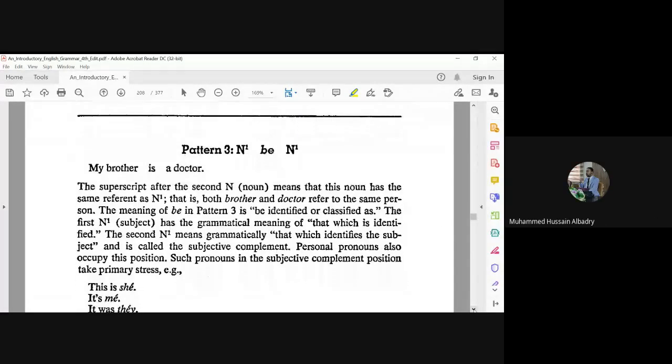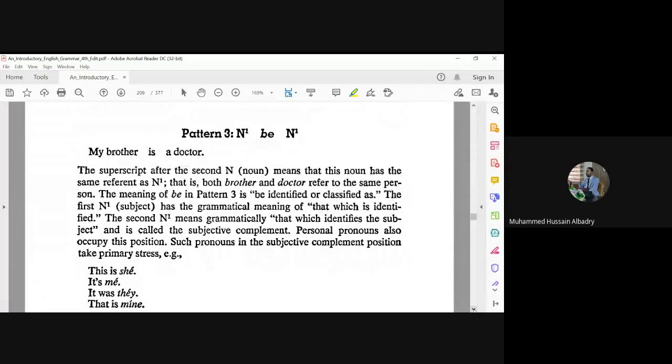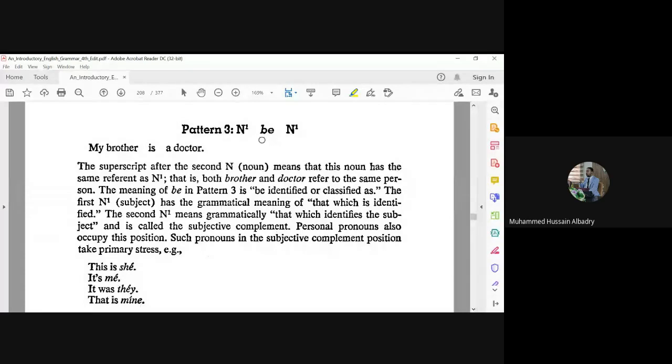Button number 3. We have noun, be noun. واحد يقول أستاذ ليش هاي خلى واحد؟ One and one. ليش one? Noun 1, be noun 1. For example, my brother is a doctor. My brother is what? Is a doctor.